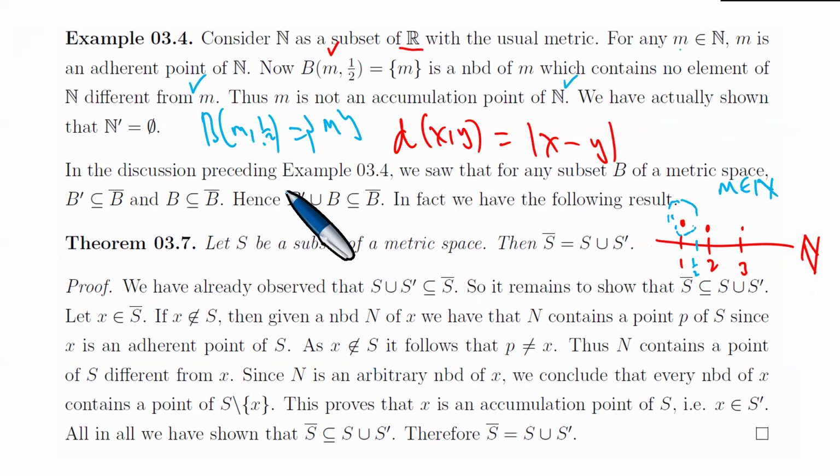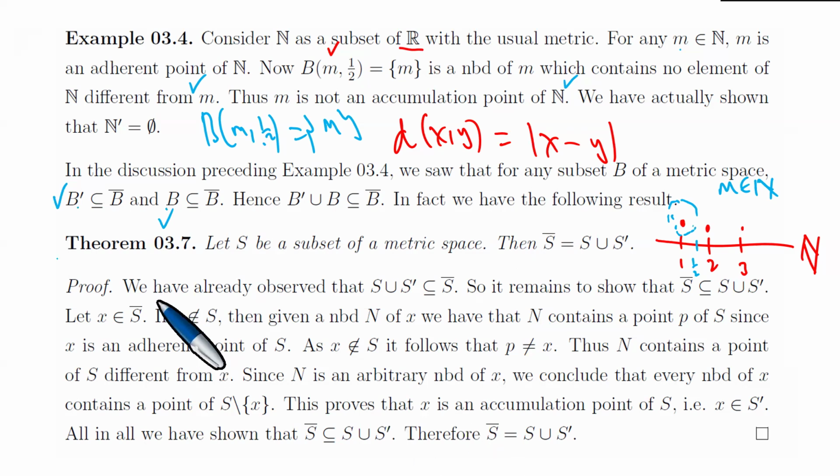So in the discussion preceding example 03.4, we saw that for any subset B of a metric space, the derived set of B is a subset of the closure of B, and B is a subset of the closure of B. Now, this is very powerful. So if the derived set of B is in the closure, but also B is always in the closure, the closure is bigger because it contains the boundary points. So now we take the union of B primed with B, and therefore it will be contained in the closure. In fact, we have the following very important theorem.